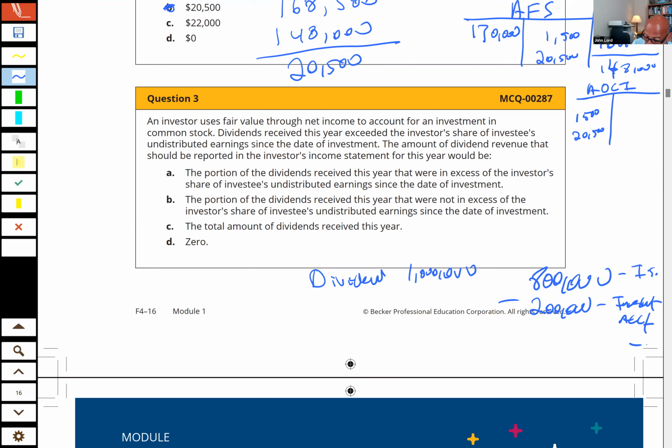So the portion of dividends that would be reported in the income statement this year would be the portion of dividends received this year that were not in excess of the investor's share of the investees' undistributed earnings, which is the retained earnings since the date of the investment. Okay. A, which I think somebody picked, is actually the opposite of what you're supposed to do, right?